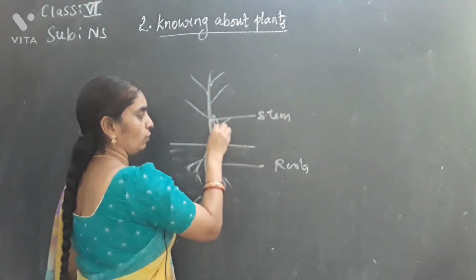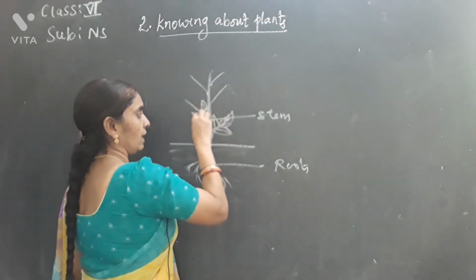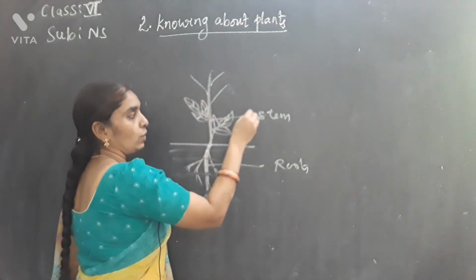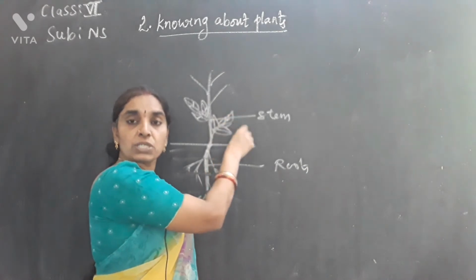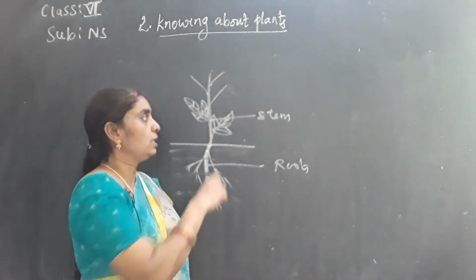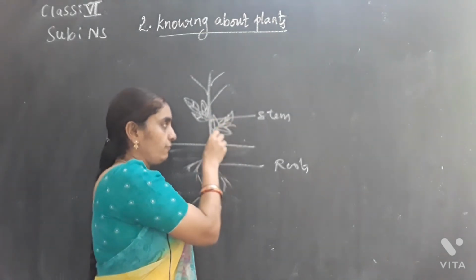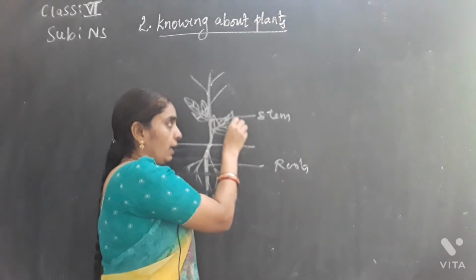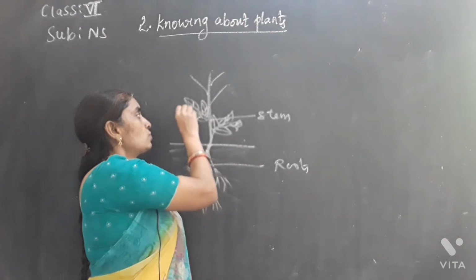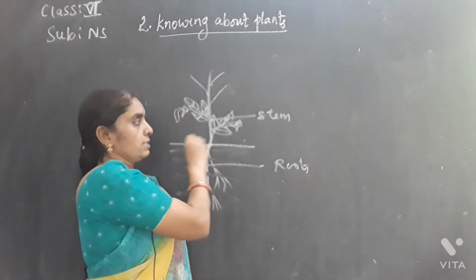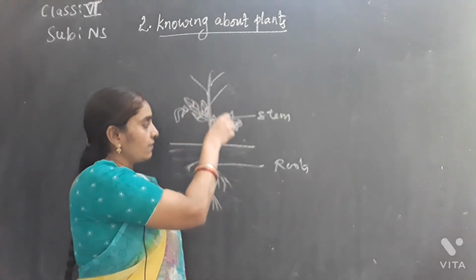So what can you infer from drawing this? You know the functions of the different parts of the plant. Now you tell me, how does the stem help the plant? The functions of the stem you have to write for this question. So what are the functions of the stem? Stem gives support to the leaves and flowers, and fruits that arise from the flowers, isn't it? So they give support to the leaves, flowers and fruits and all other parts of the plant.